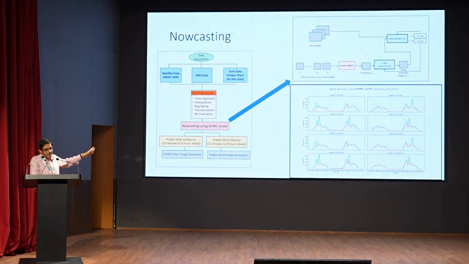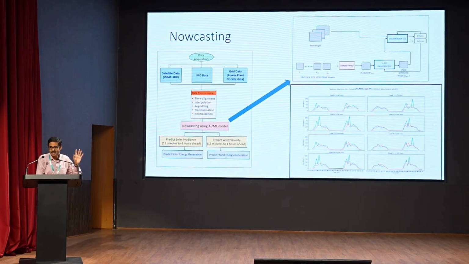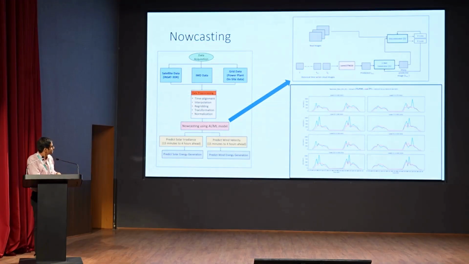And when we did that, you can see on the right side there are some curves. These are not the sinusoidal curves which you expect on a regular day for solar energy. There are some abnormal peaks. These are essentially because of sudden cloud, sudden fog conditions and so on. But this kind of nowcasting model can really predict this sort of thing.